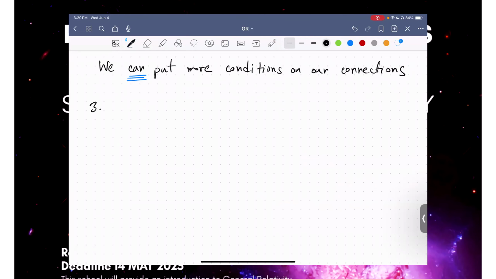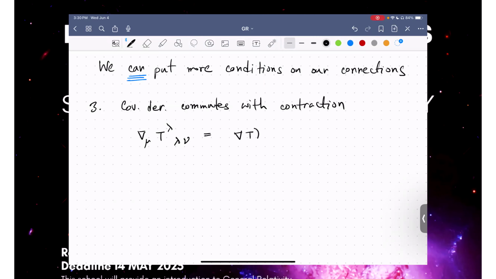So number 3, after linearity and Leibniz, we're going to assume that the covariant derivative commutes with contraction. What do I mean? Suppose you have a tensor with contracted indices. You can have more indices, but you have at least 2 that are contracted. So this would be the same as first taking the derivative, and then contracting the indices.